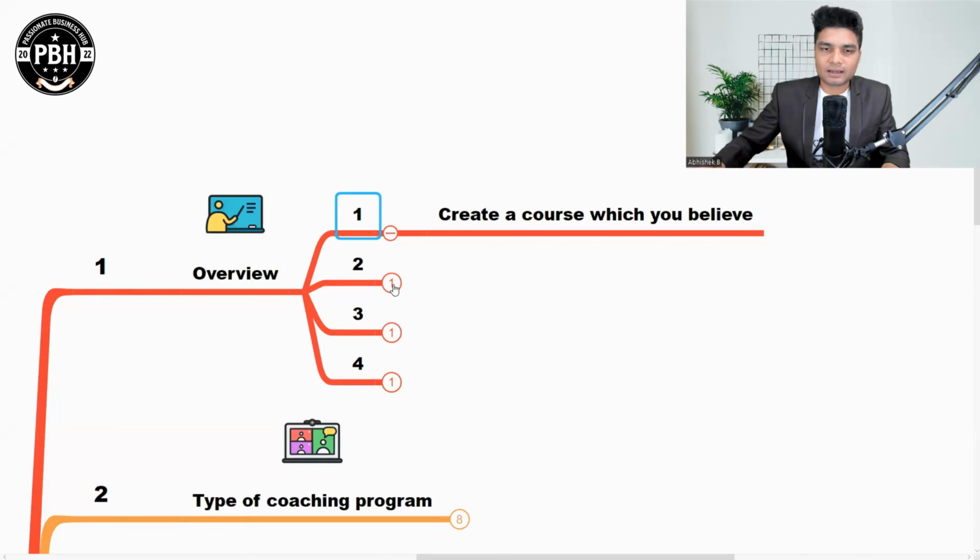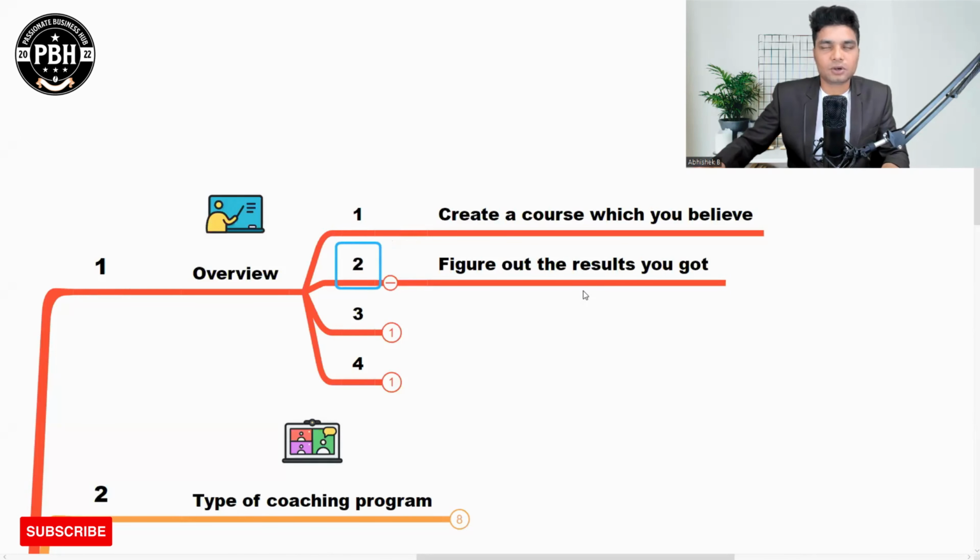Keep that in mind. And the second important topic is figure out the result you got. Just retrospect yourself and try to figure out in which area you got a better result. And if that area has a large potential, a large market, try to create a course. Don't worry about what other people are going to think. Just shamelessly do marketing and sell your online course. Try to find out the result which you have experienced from your own journey.